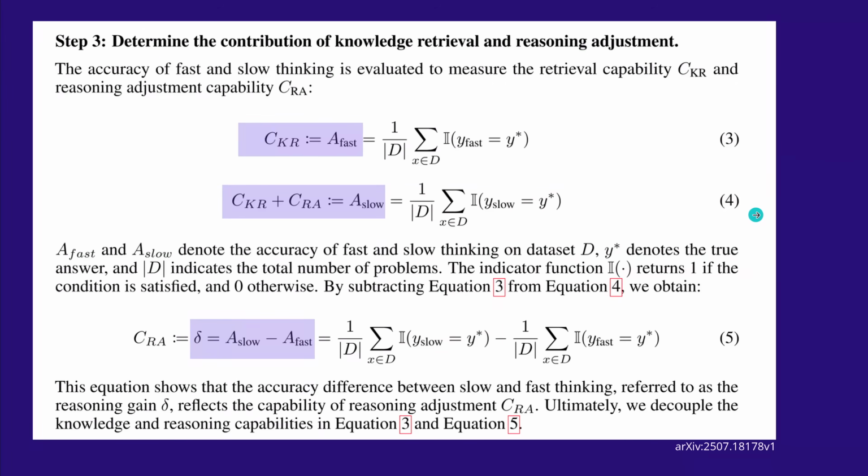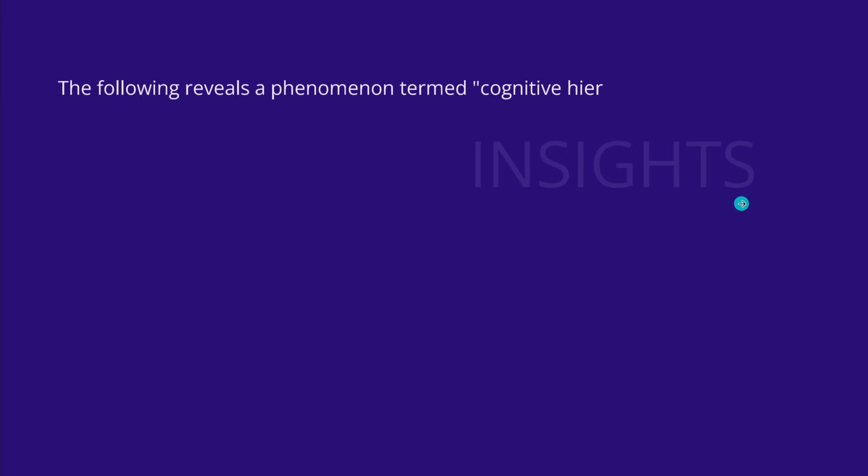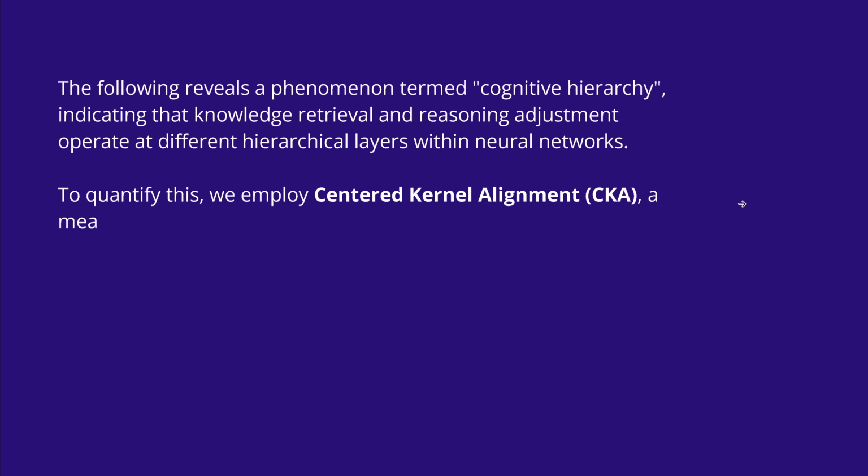And yes, we already went through the formulas. What are the insights? This cognitive hierarchy, indicating that the knowledge retrieval and the reasoning adjustment operate at different hierarchical layers within a neural network, is kind of what we already know. Yeah? But they made it more quantitatively easy to check. And this is a nice aspect.